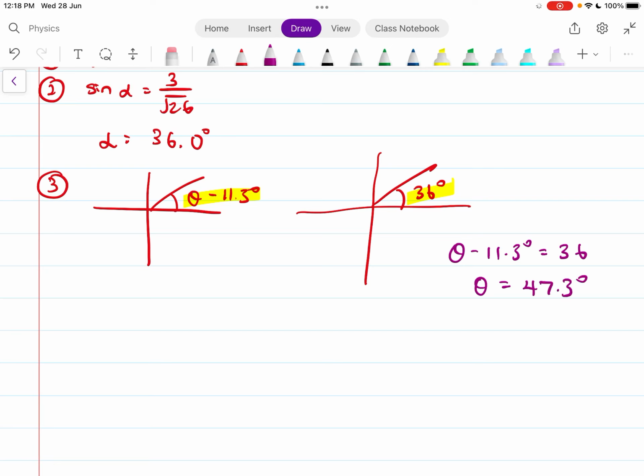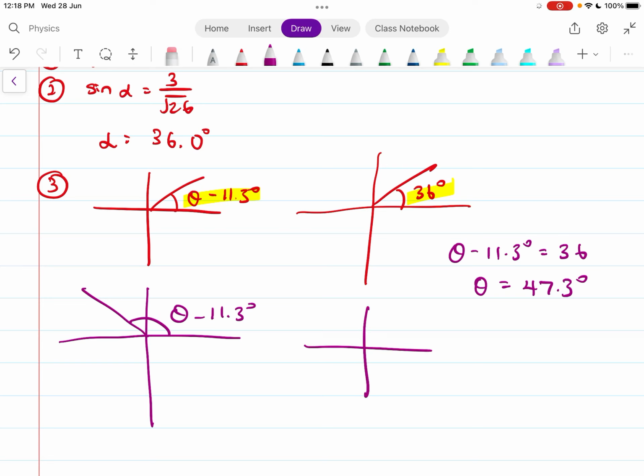If I go to the second quadrant, there's no need, because our theta must be less than 90. If you calculate, this one is confirmed more than 90 already. This 36, this part will be 144 degree. This equates to 144, so theta will be about 155.3 like that. So this one we don't need. The answer for this is actually 47.3 degree. So that's how we solve this type of question.